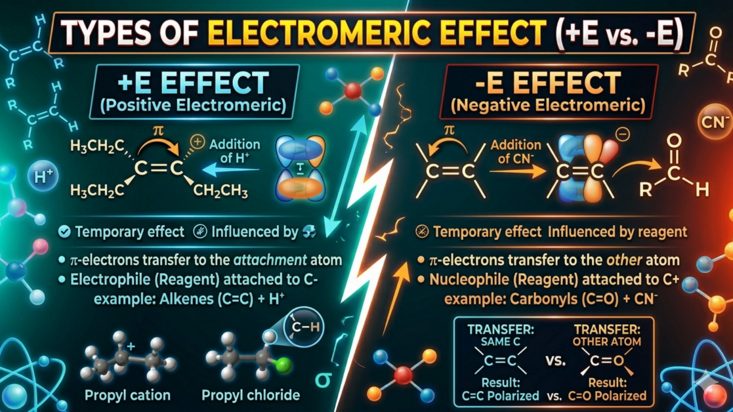Now let's move to the minus E effect. Here, the pi electrons shift away from the atom where the reagent attaches. So electrons move in the opposite direction of the incoming reagent. A common example is the addition of CN to a carbonyl group. When CN attacks the carbon, the pi electrons shift toward the oxygen, not toward the attacking species. Here is the memory trick: minus E means electrons go against the attacking reagent.